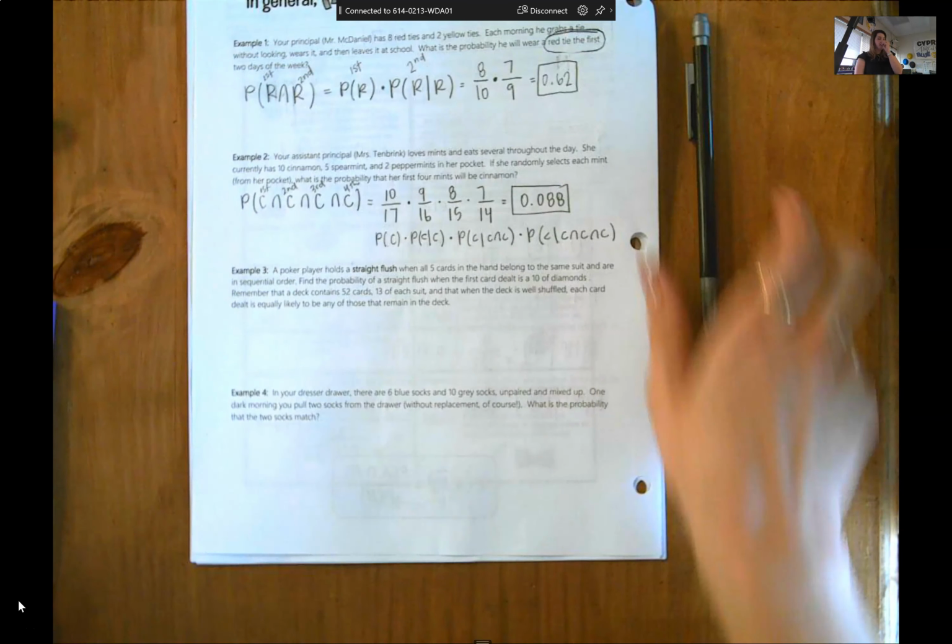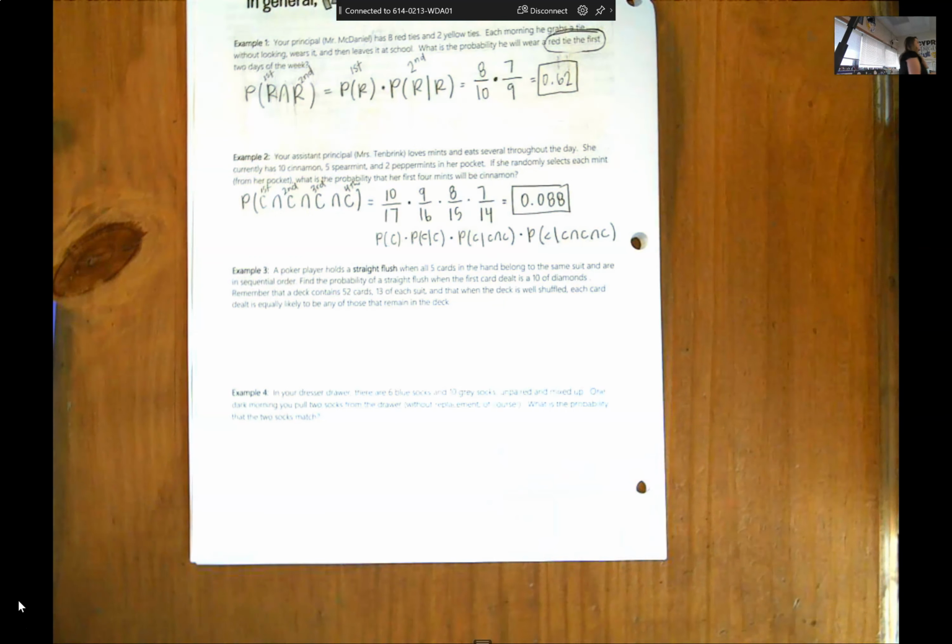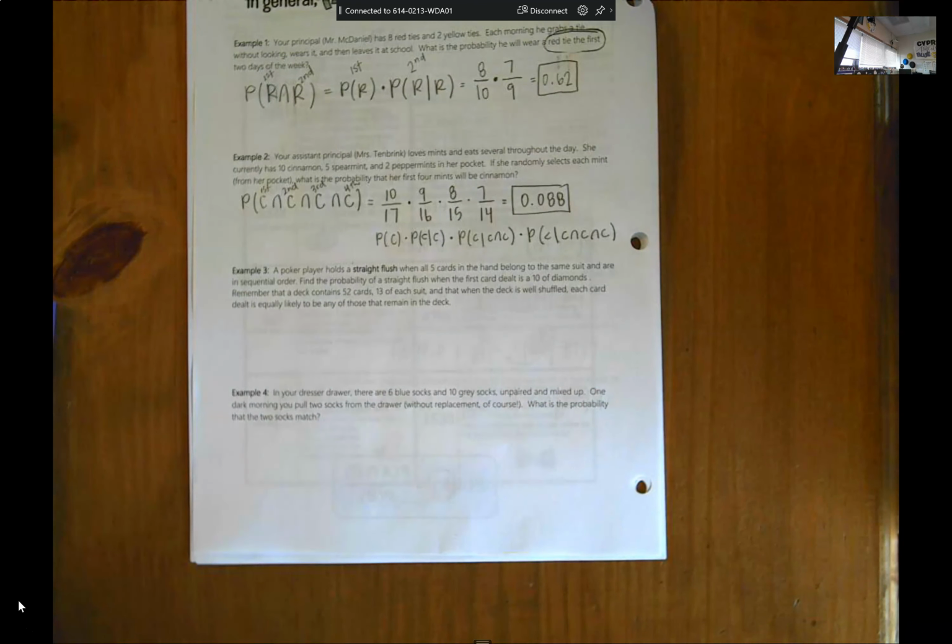You're going to focus on the idea of when you have a conditional probability, your chances change from one event to the next. Okay, next one.